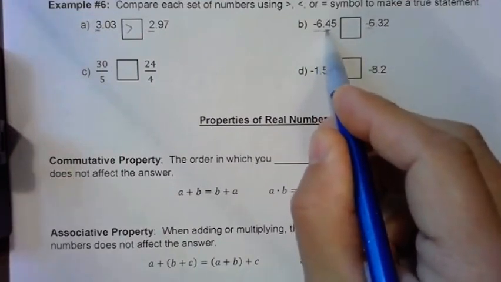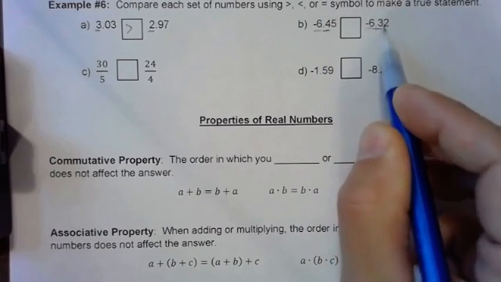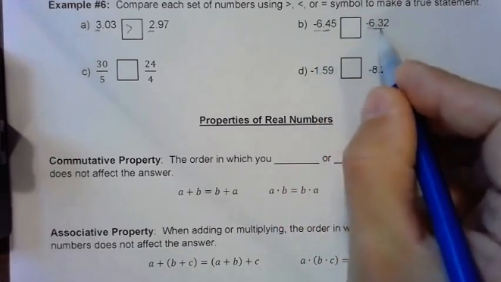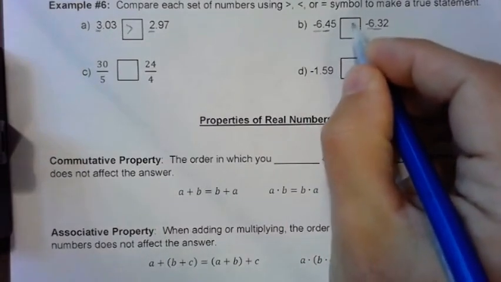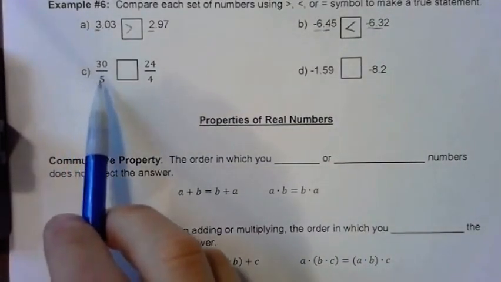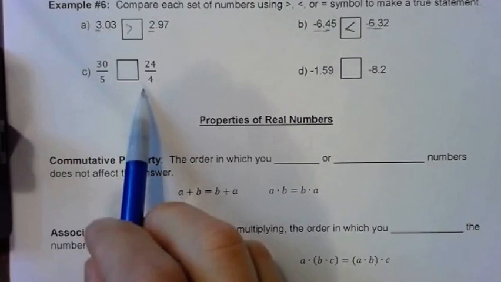-6 and 4/10 compared to -6 and 3/10, while -6 and 4/10 would be further to the left than -6 and 3/10. So -6 and 45/100 must be less than -6 and 32/100. In letter C, we have two fractions. We have 30/5 and we have 24/4.